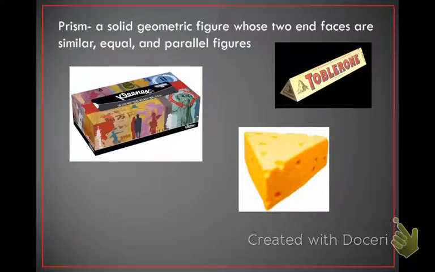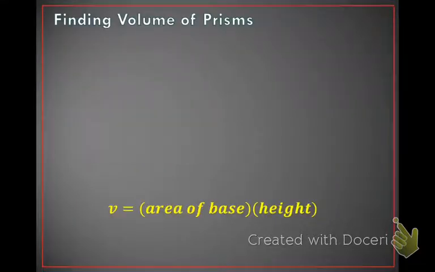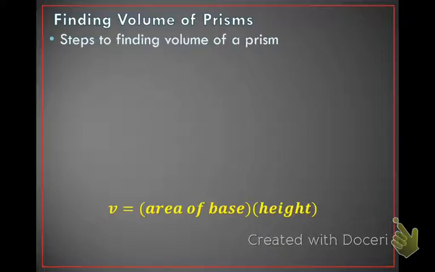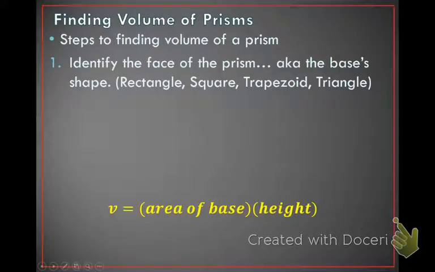All right, so we're going to begin finding the volume of a prism. So I wrote it in steps. We also will just do them. The first thing that I do to find the volume of a prism is identify the face of the prism, meaning the base's shape. So are we dealing with a rectangle, a square, a trapezoid, or a triangle? These are the only kinds that you'll get.